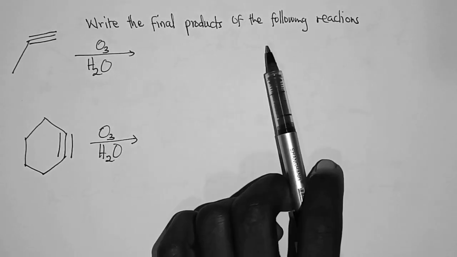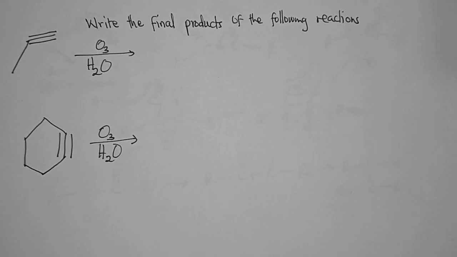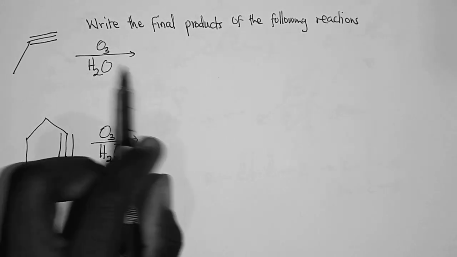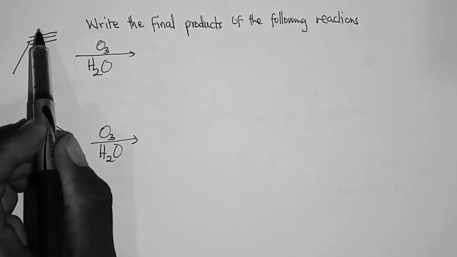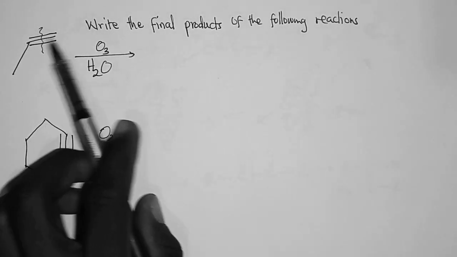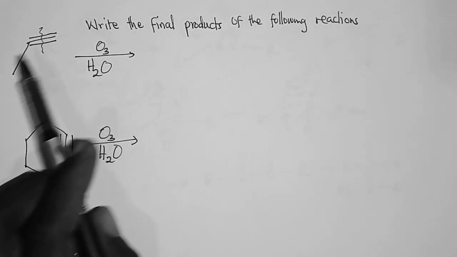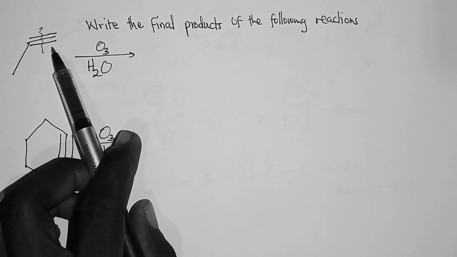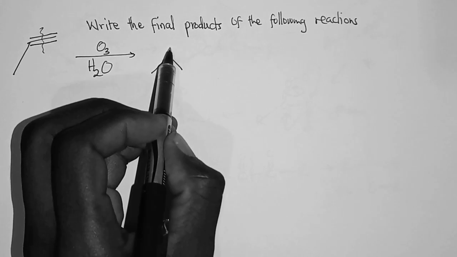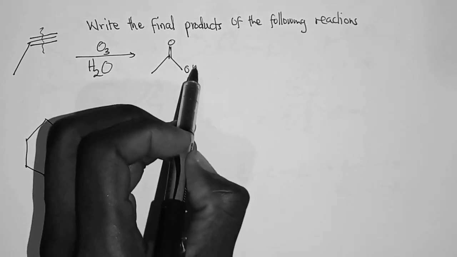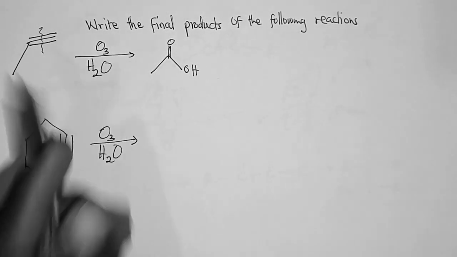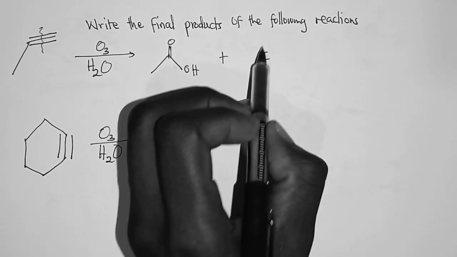Write the final product of the following reactions. So you see that this is a propyne. When we do ozonolysis in a propyne, the side of the carbon-carbon triple bond will cleave to give us a carboxylic acid. So this part will look like this. So we'll get ethanoic acid for this part, and then the other part would look like this.